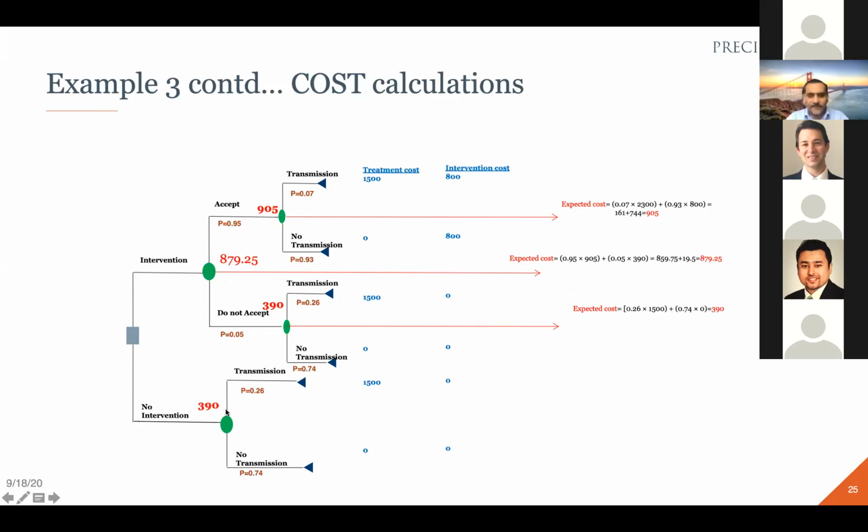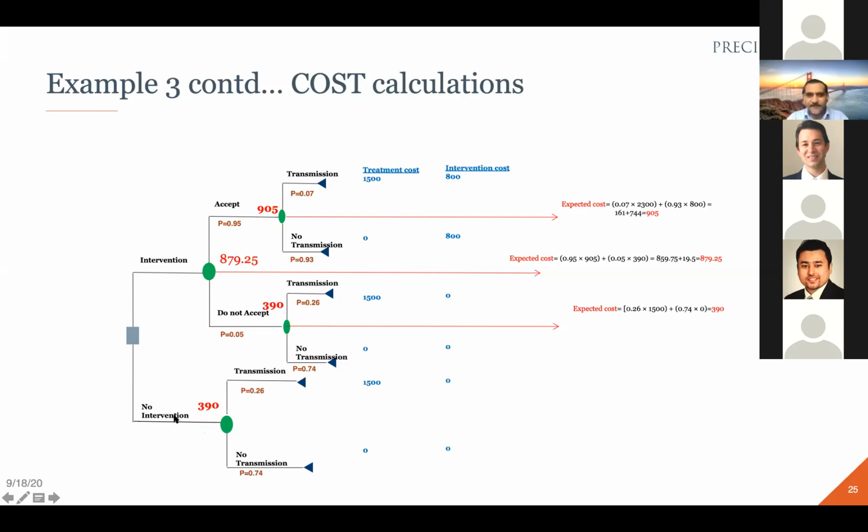And for not doing it, you can also compute it in a similar way. It's $390. It's the same formulas. You can use it in this branch, and you can calculate that. Okay, so from the cost perspective, it is better to use the intervention.